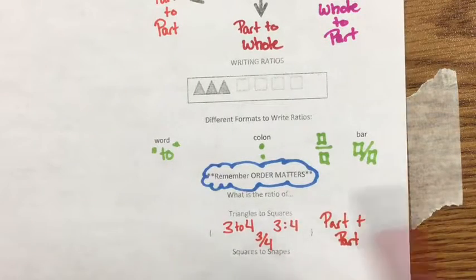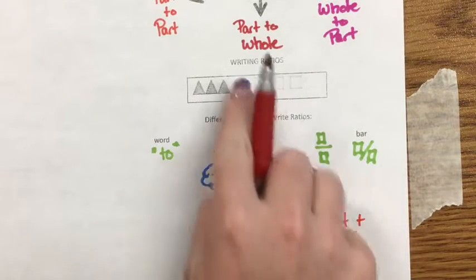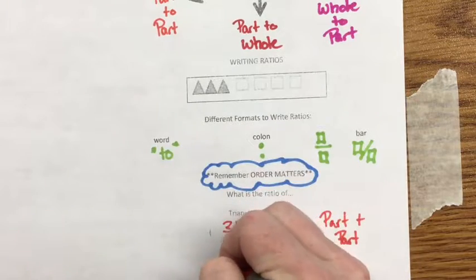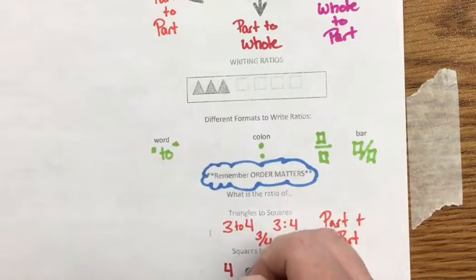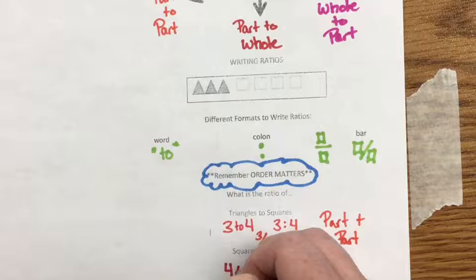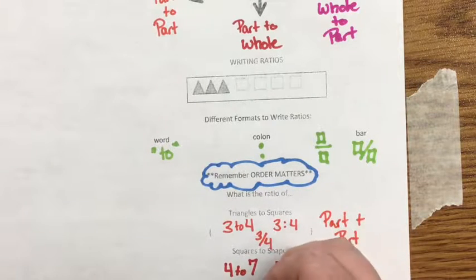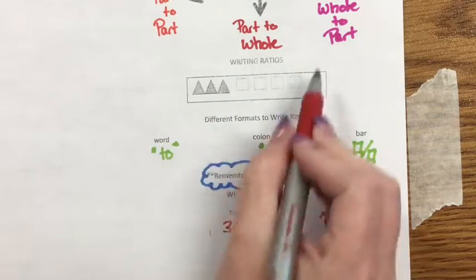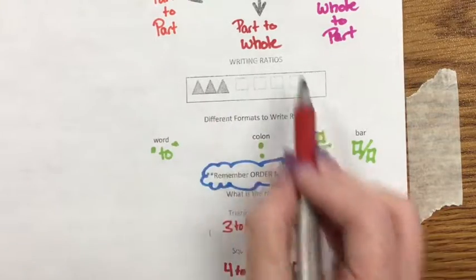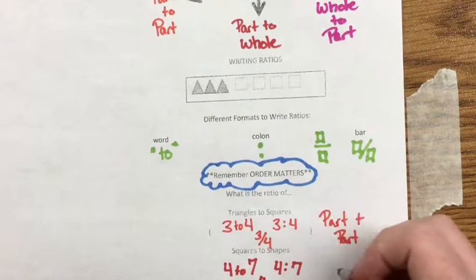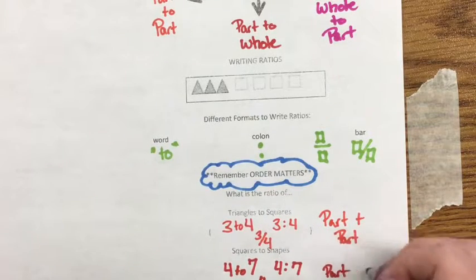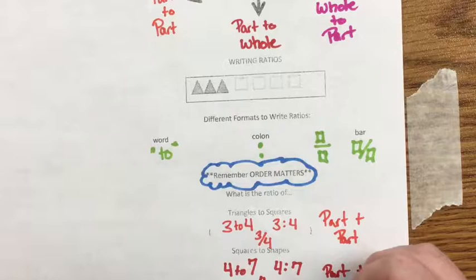When we talk about squares to shapes, there are 4 squares and there are 7 shapes. So we can say 4 to 7, we can say 4:7, or we can say 4/7. All of these show 4 squares to the whole 7 shapes. So this is part to whole.